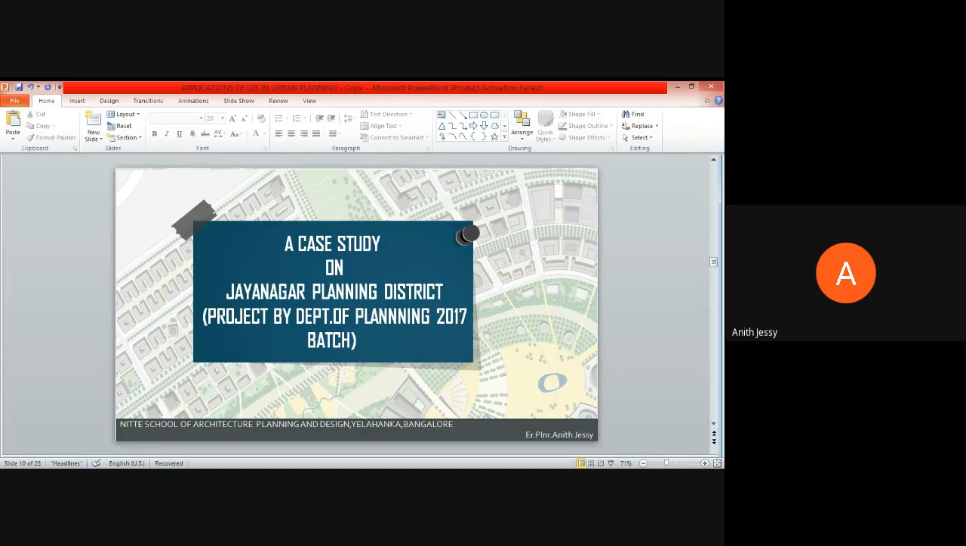They have worked on preparing a development plan, a sub-city development plan, of one of the places in Bangalore. It is administratively called the Jayanagar Planning District. I will brief you about the case study on Jayanagar Planning District, but I will mostly focus on GIS and the impact it has had on preparing the maps for our development plan.